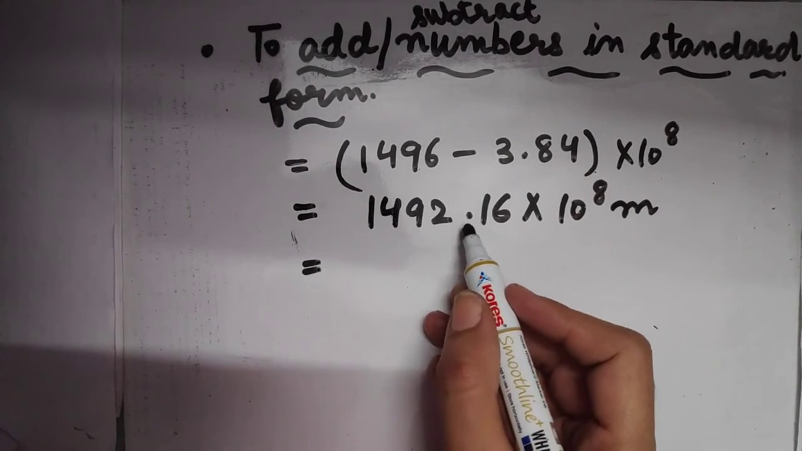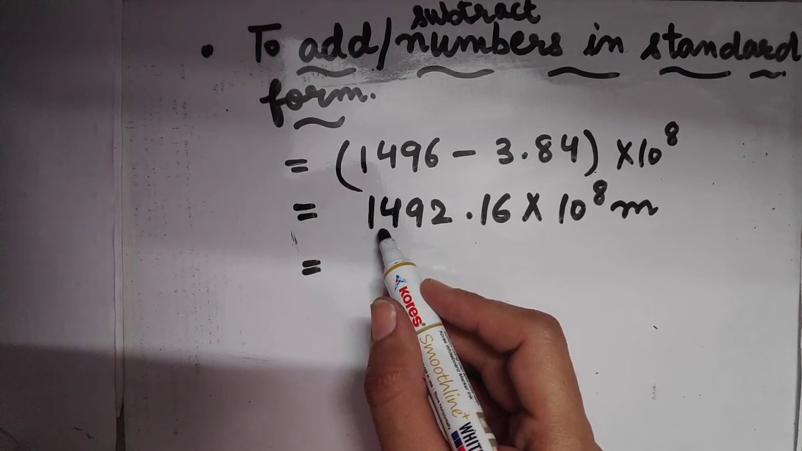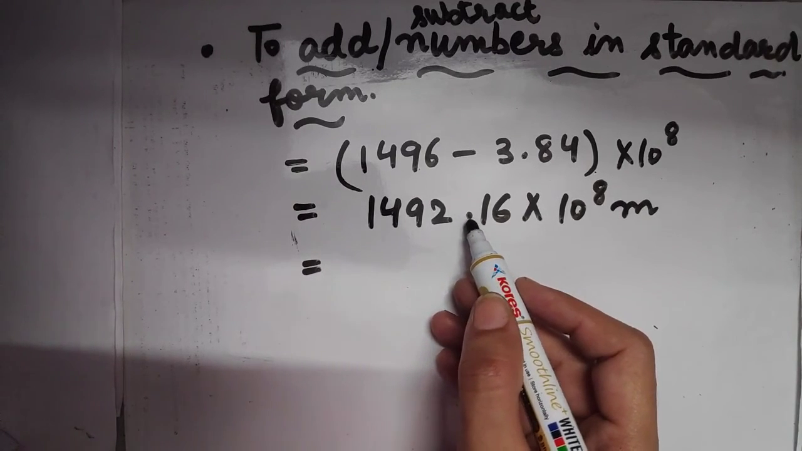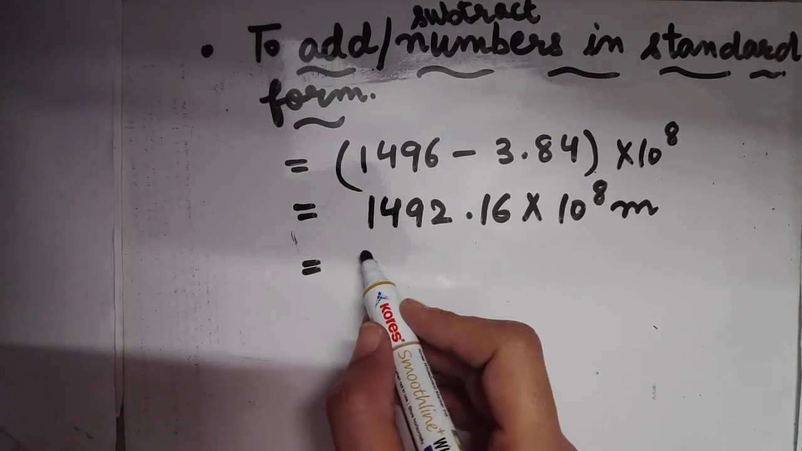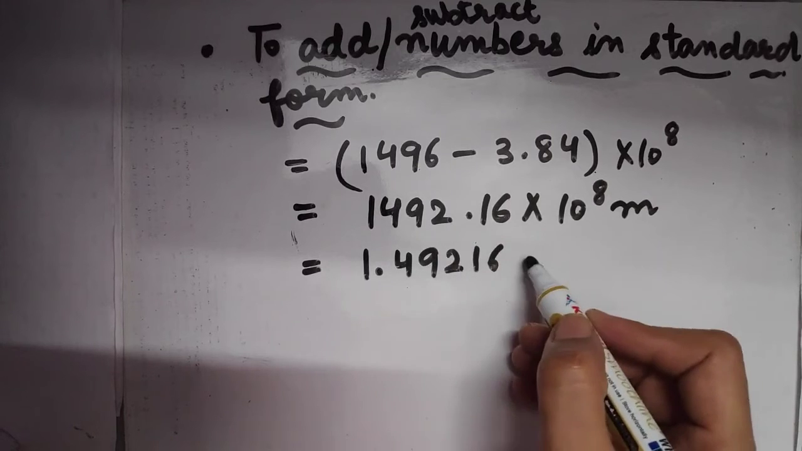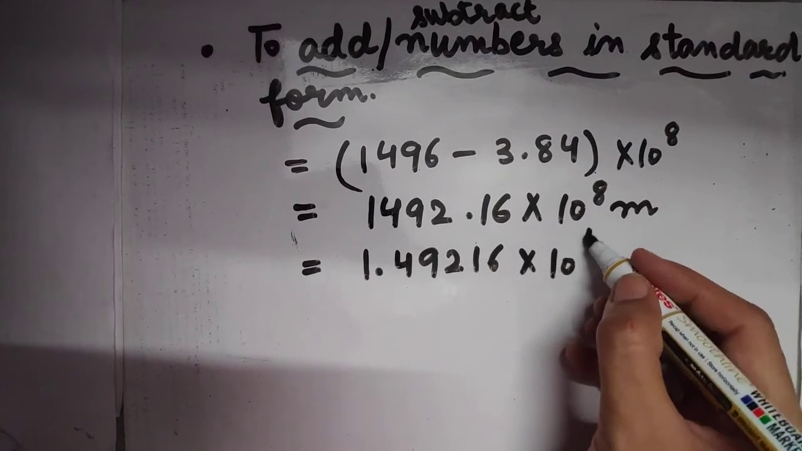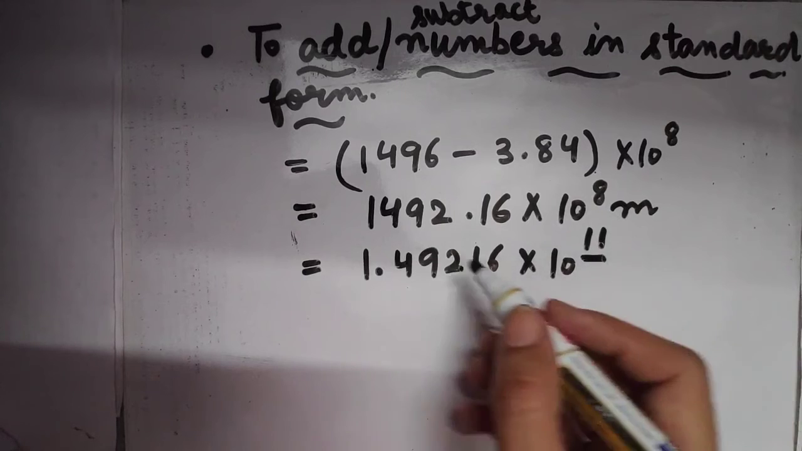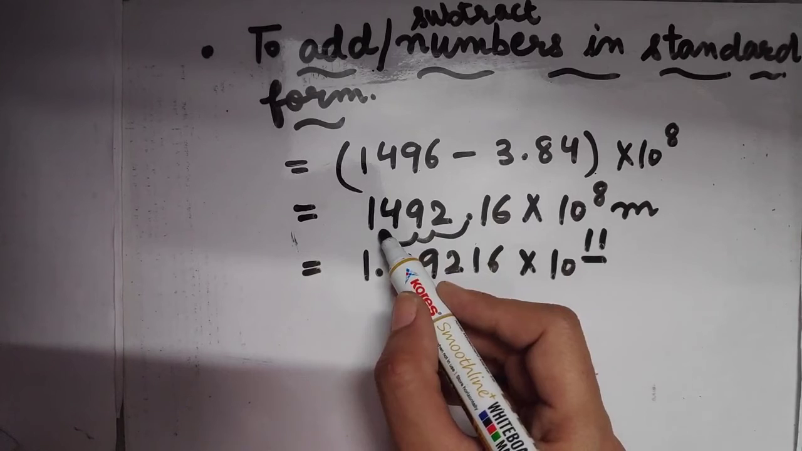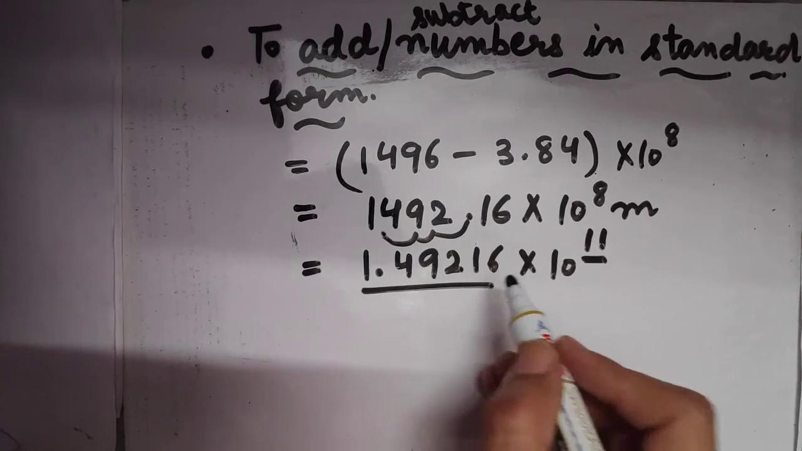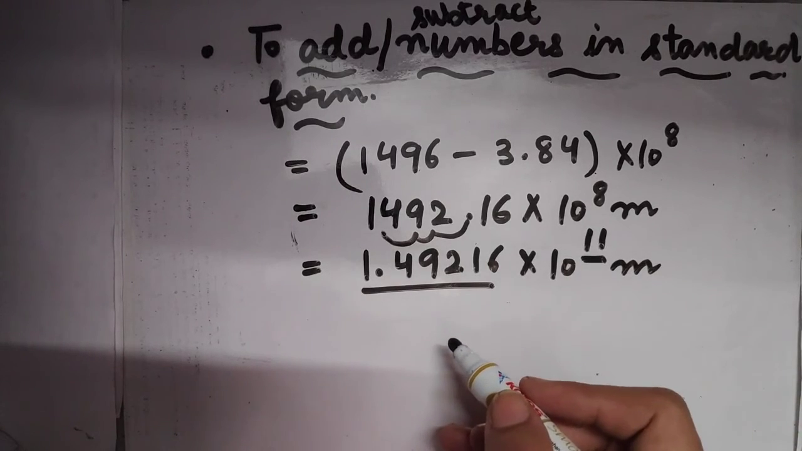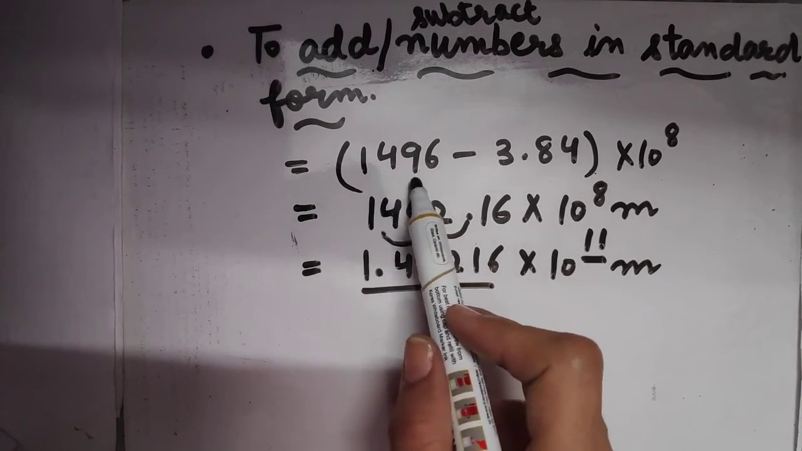So if I shift the decimal till this point, that is, if I shift it from right to left, what will be my answer? 1 decimal 49216 into 10 raised to the power 11. Why have I written 11 here? Because I have shifted the decimal 3 places, that is 1, 2 and this 3. So it will be 1 decimal 49216 into 10 raised to the power 11 meters.